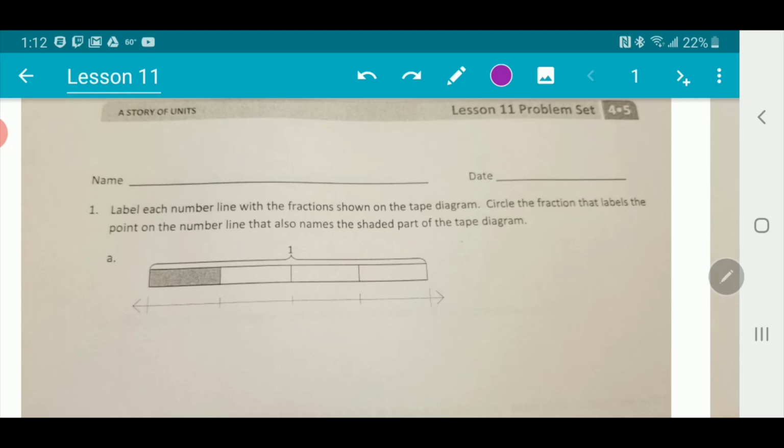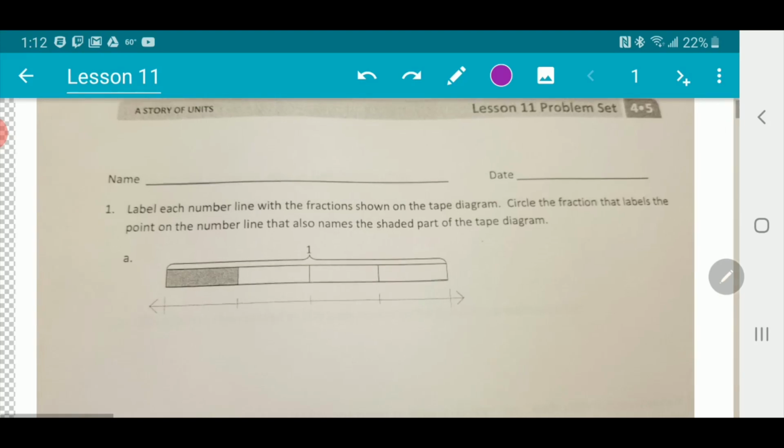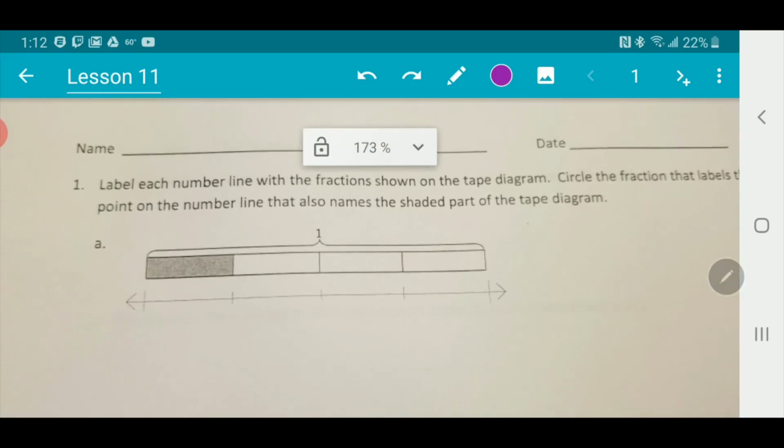So you can see with problem 1, we have a tape diagram here. In order to label our number line, we first need to figure out what our denominator would be. We know our denominator is the total amount of parts all together. So if you look at your tape diagram, we've got 1, 2, 3, 4 total parts. So we know on our number line that our denominator is going to be 4.